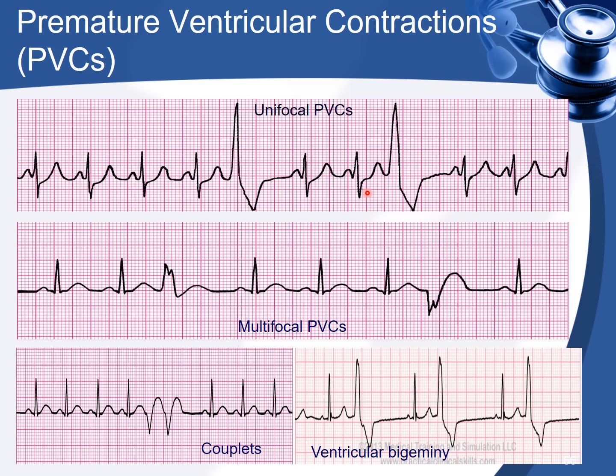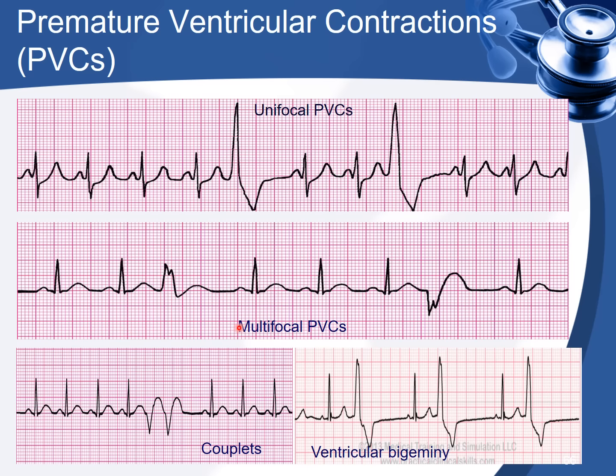Most of the time your PVCs are due to changes in your potassium and electrolyte levels. It also can be because of hypoxia. So we do have to make sure that the patient is oxygenating well, and we need to make sure that we check their potassium and magnesium levels.